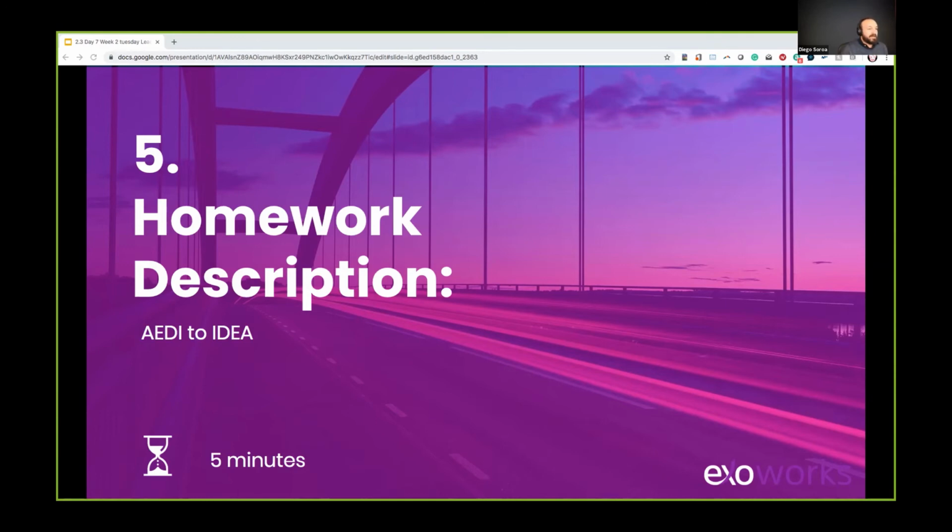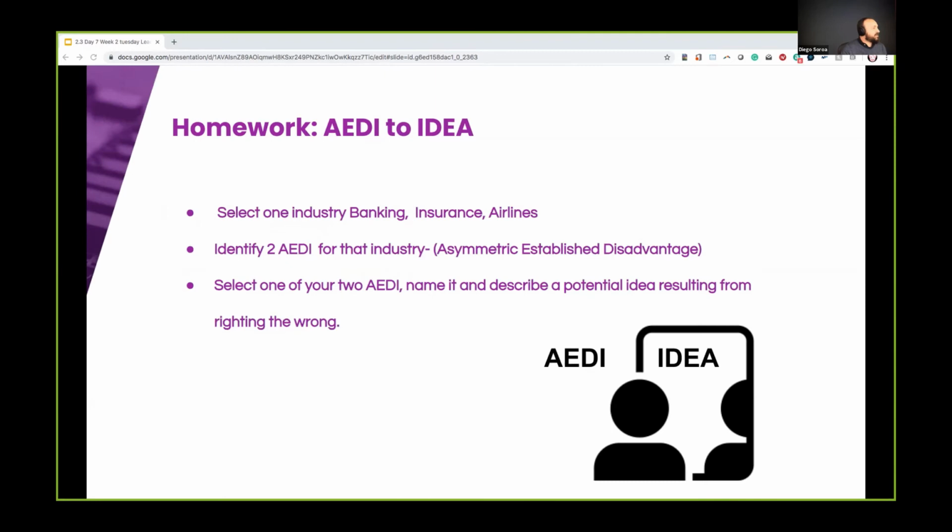Okay, now I'm going to describe the homework for you. You can have an intuition of what it's going to be. We're going to ask you to select one of these industries: banking, insurance, or airlines. And we're going to ask you to identify two AEDIs for that industry that you have selected, 2 asymmetric established disadvantages. And then I'm going to ask you, out of those 2, to select one of them, to name it, to describe it, and to try to think of a potential idea resulting from righting the wrong.